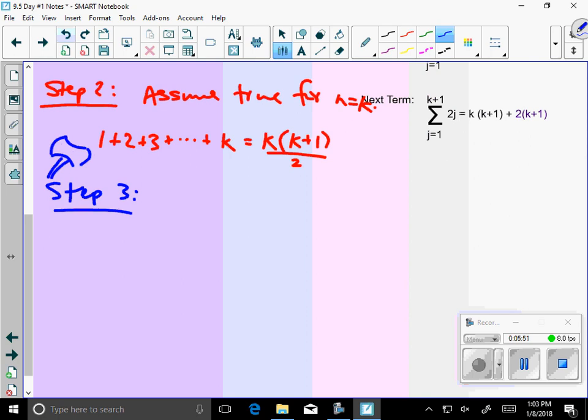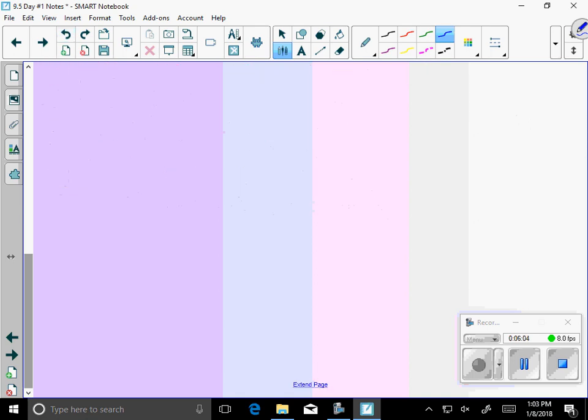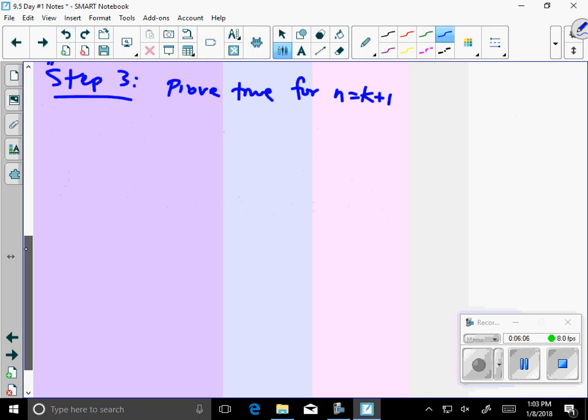Execution step. Prove true for n equals k plus 1. Okay, so we're about to get some ugly algebraizing going on here. It's about to get ugly.